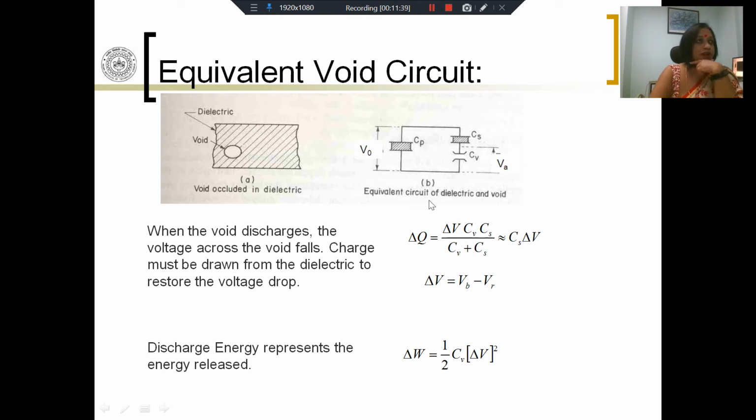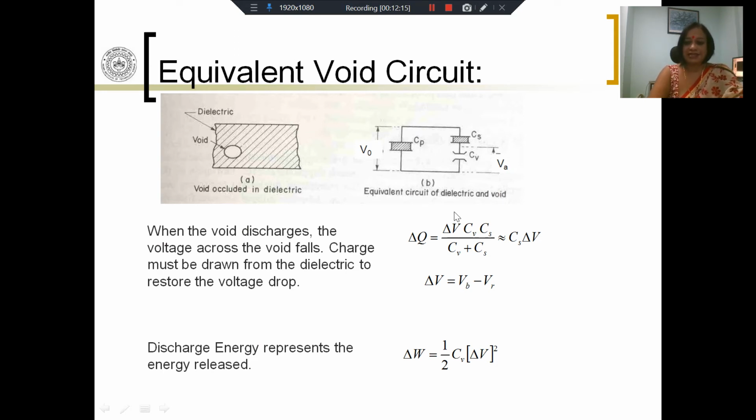Delta V is the voltage drop, the change in voltage across the void when discharge happens. So let's say a voltage delta V builds across the void at the instant of breakdown. This goes to 0. So you have a change of delta V, and this delta V is related to a charge delta Q. And this is the relation in terms of the series and void capacitances.